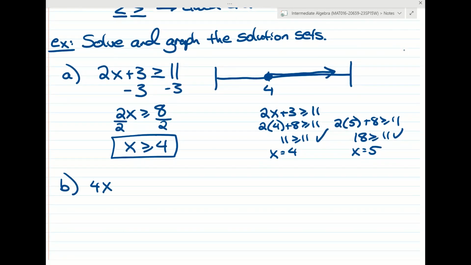What if we had 4x minus 2 is less than 6x plus 8?